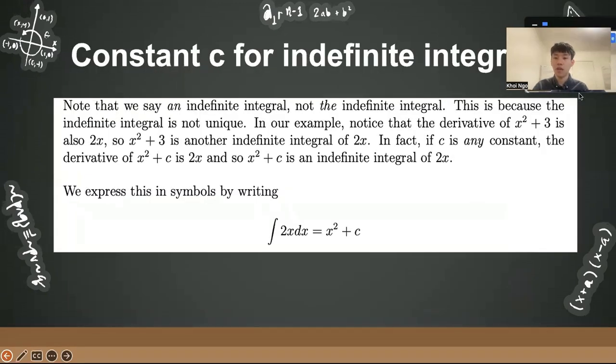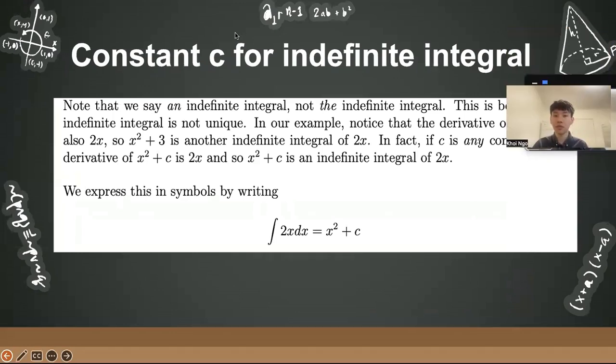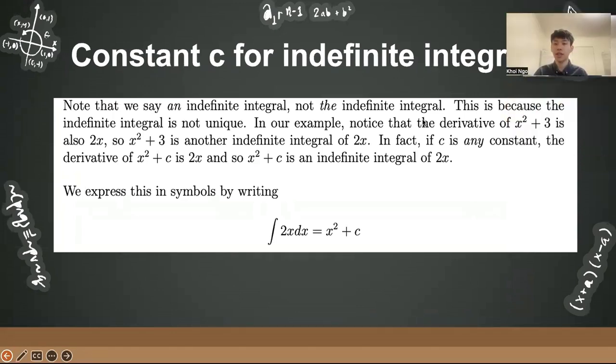And now, the next section is about the constant c for indefinite integral. Let's have a look. Based on the previous example, we can see that x squared is the indefinite integral of 2x, right? But it's just one of the antiderivatives of 2x, because x squared plus 3 is also another indefinite integral of 2x. Why is that? Because the derivative of the constant 3 is equal to 0, right?